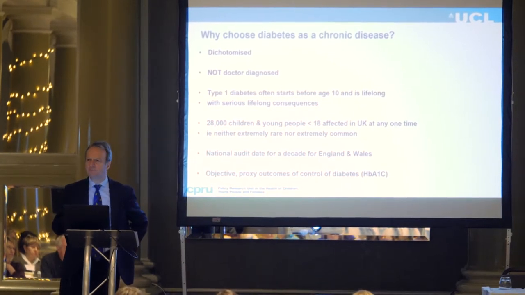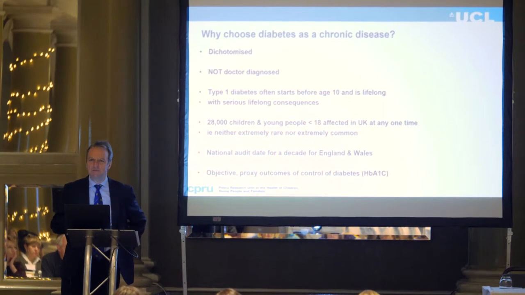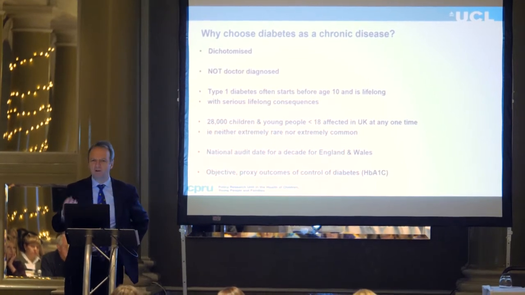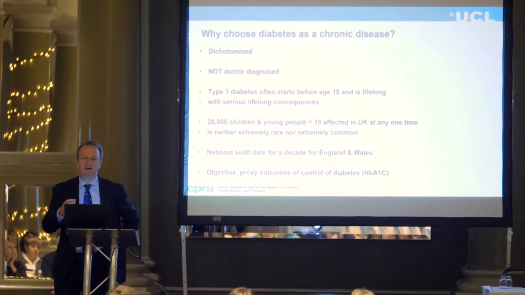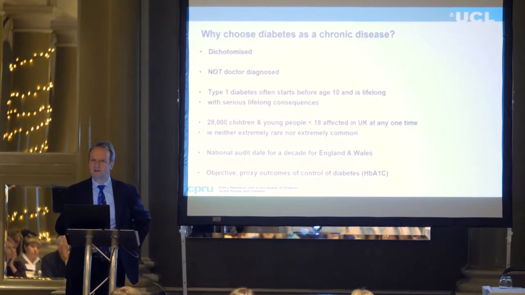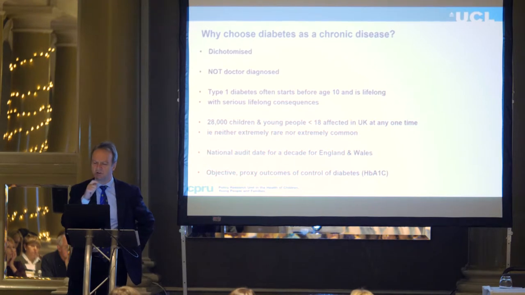It's got an objective proxy outcome, that is HbA1c, or for that matter, pH with DKA, or blood glucose and hypoglycemia. It's got measures that don't rely on me or the child or the parent saying, oh, I think my asthma or my epilepsy is well controlled. It's absolutely objective, not subjective.